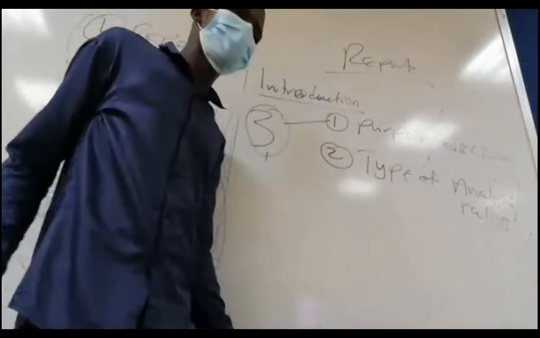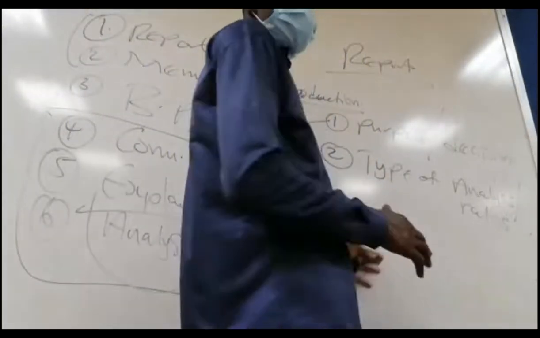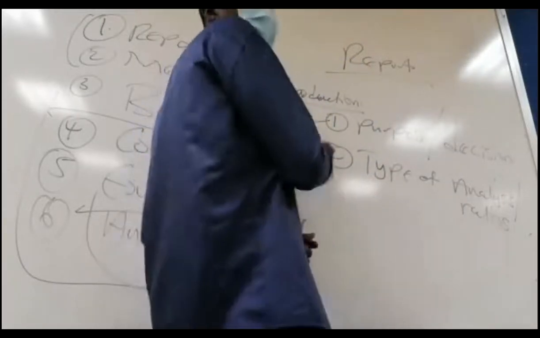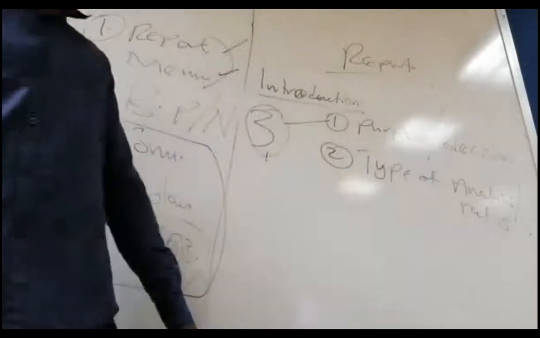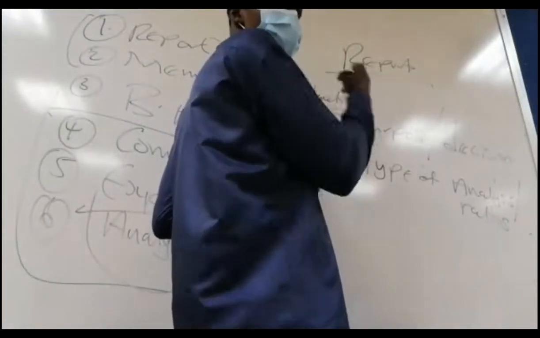So the type of analysis or the types of ratio that we're going to talk about. There are 2 types under ratio. Even if it is a common size and the question asks you to write a report using common size, it is the same structure. If you come here, we mention common size here, because the type of analysis is what?